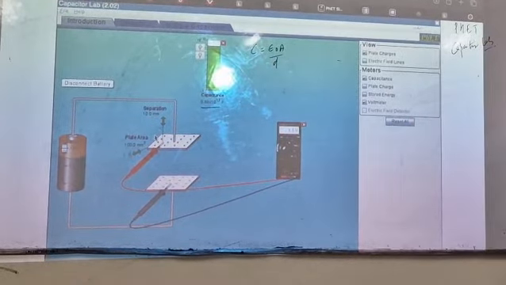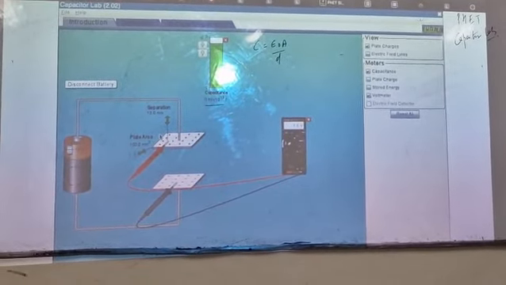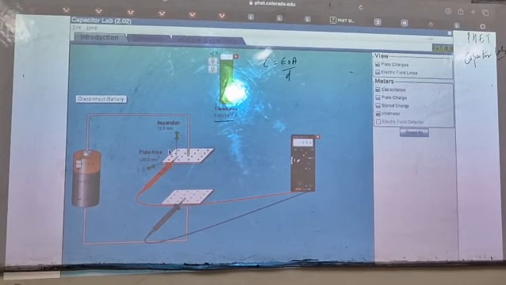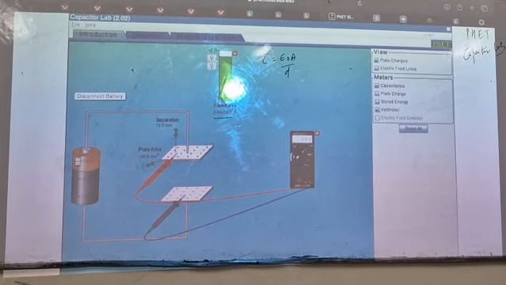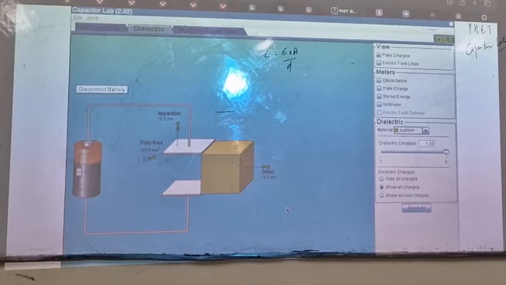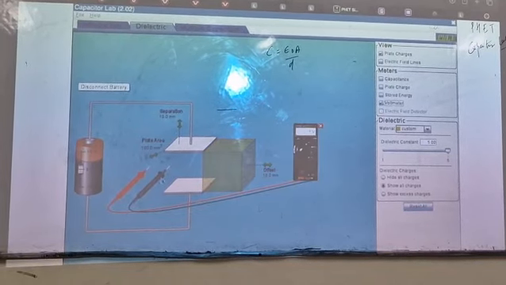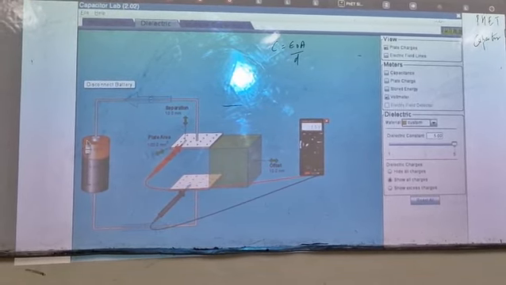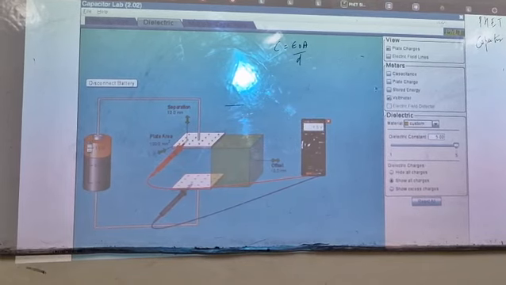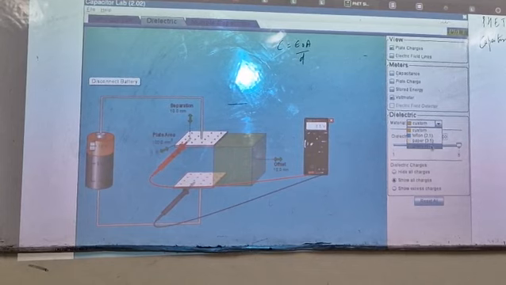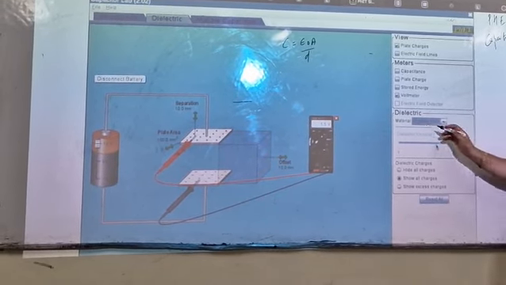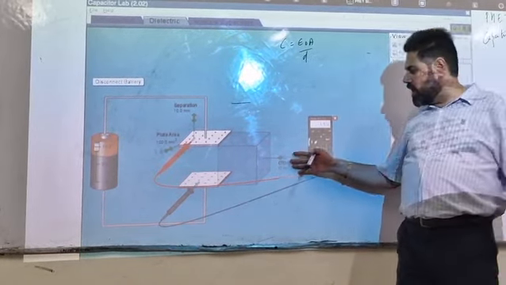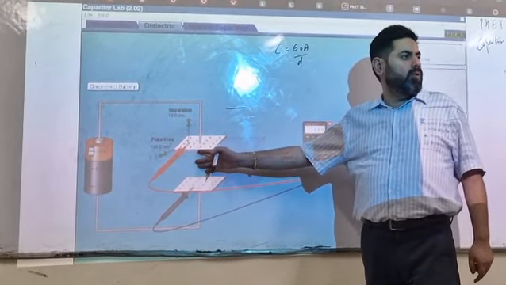Okay. Next point, we are going to introduce the dielectric slab in between the capacitor plates. So here the students can see the dielectric slab on the same voltage parameter. Please look towards the board. We are considering glass as a dielectric material, and we are going to insert this glass inside the two plates of the capacitor.